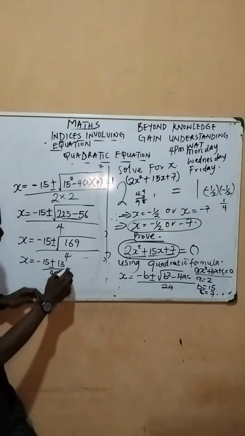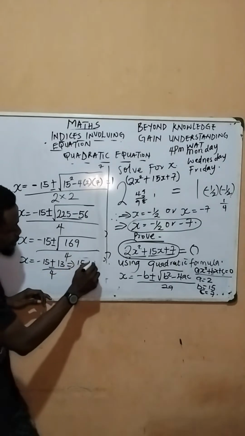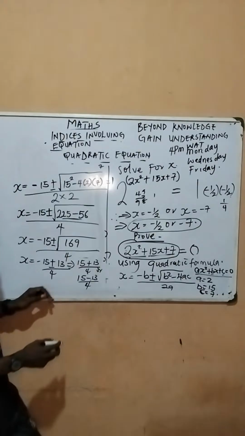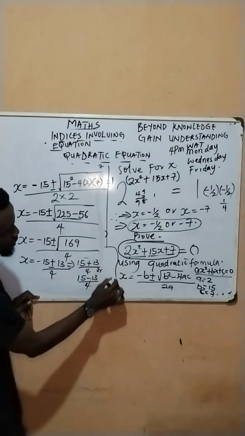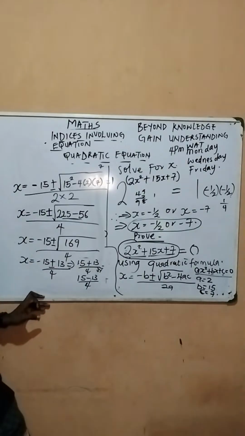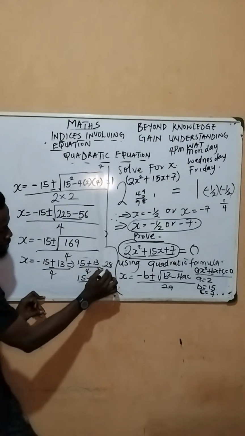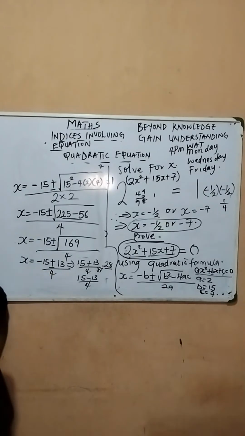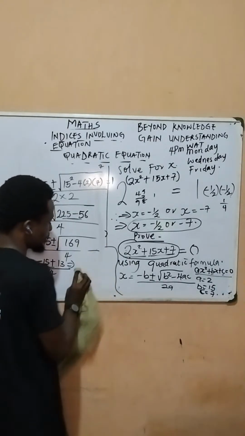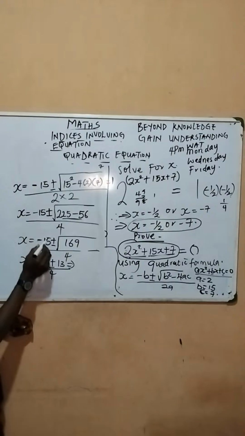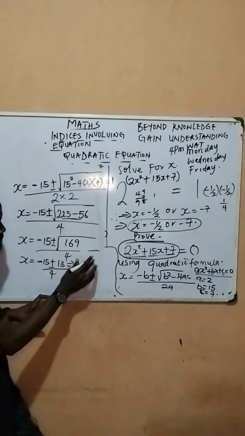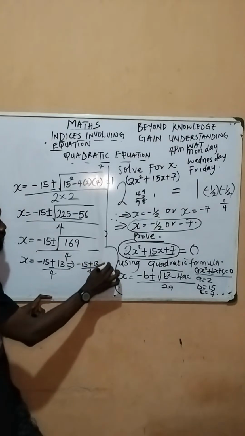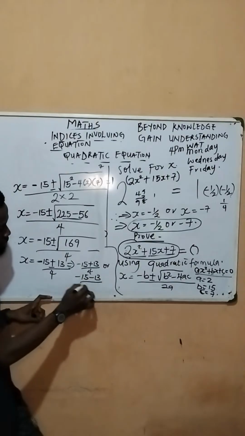Now, plus and minus simply implies that it can be 15 plus 13 all over 4, or it can be 15 minus 13 all over 4. So you solve for each. If you solve for each, you're going to have 15 plus 13 is going to give us 28 all over. Oh, I forgot there's a negative here. So one moment, remember there's a negative here. So it's as simple as saying, this implies that it's minus 15 plus 13 all over 4, or minus 15 minus 13 all over 4.